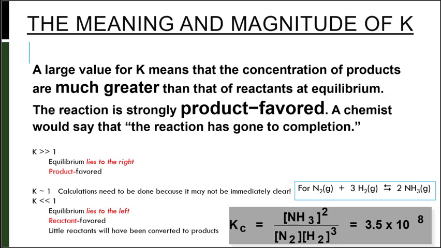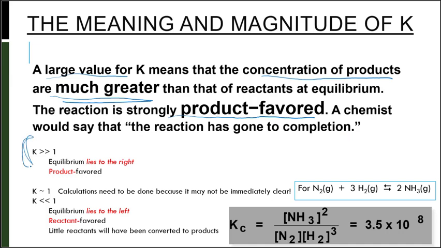Now we looked at that small value of K, but a large value of K means that the concentration of products are much greater than that of the reactants at equilibrium. That would mean that we have a strongly product-favored reaction. A chemist would say that the reaction has gone to completion.